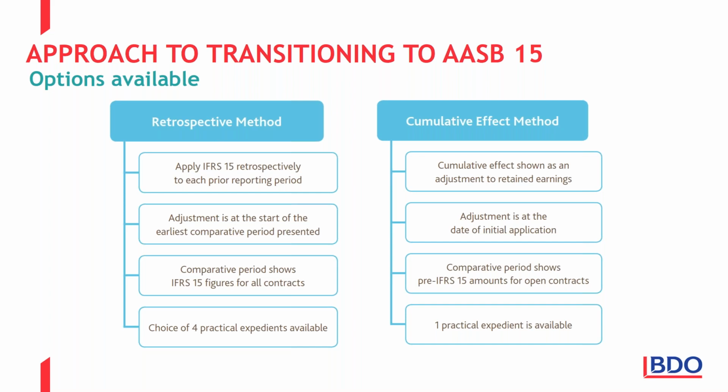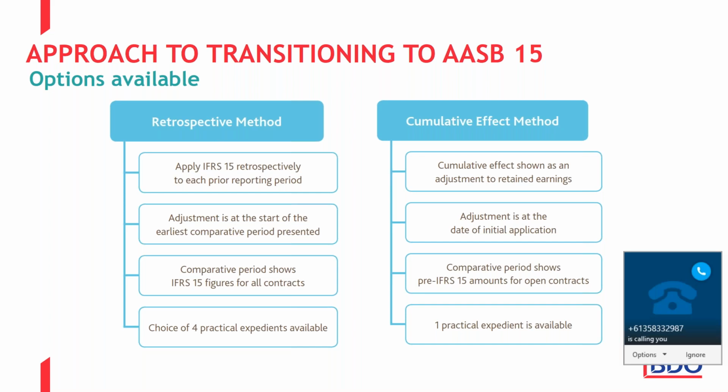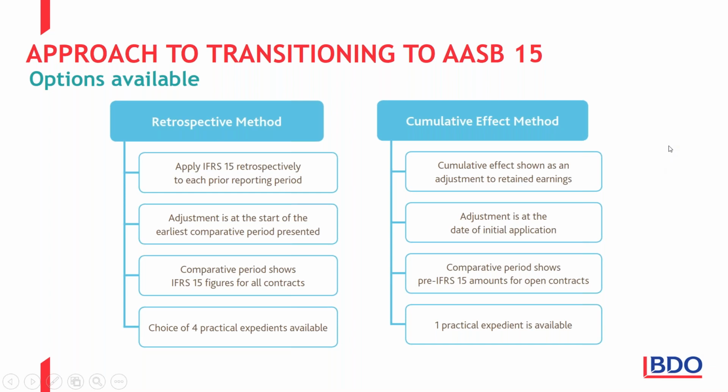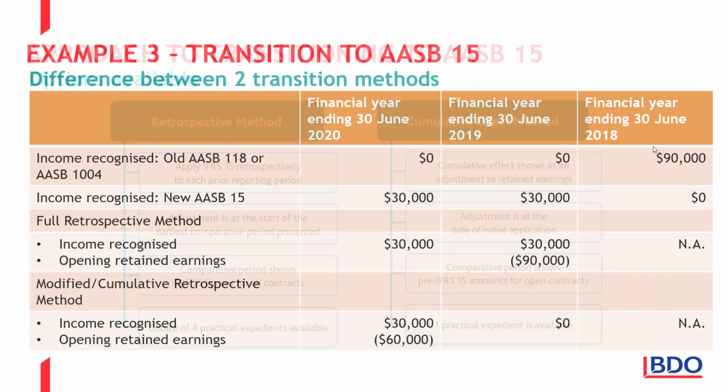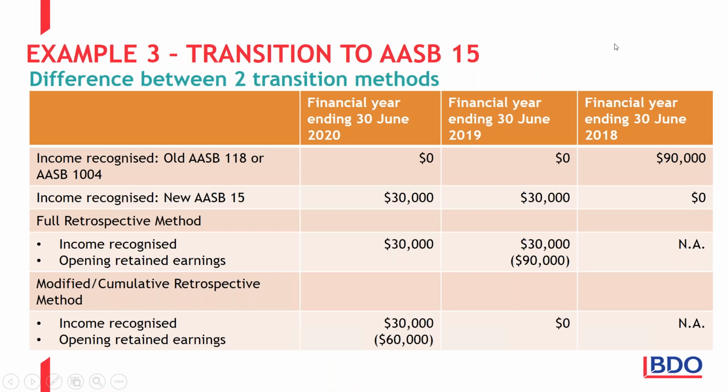For your comparative periods, so for your comparative year that ended 30 June 2019, you would still disclose your pre-IFRS 15 and AASB 1058 numbers, and there's one practical expedient that's available. So I thought I'll just try and explain the difference between the two methods by looking at an example. In this situation, I've tried to base it on our previous example number 2, similar numbers.